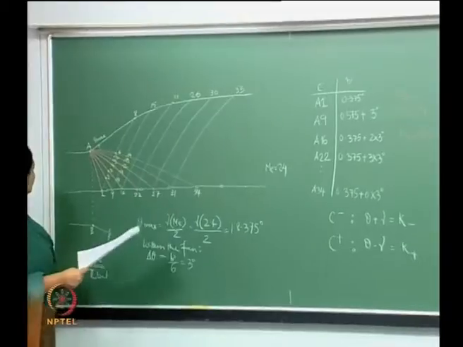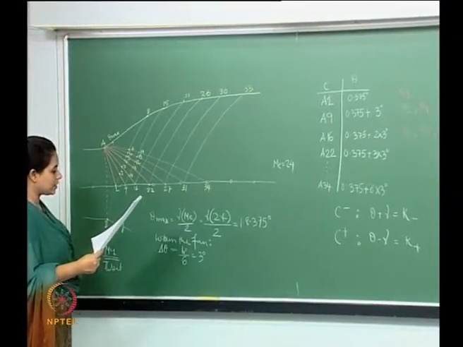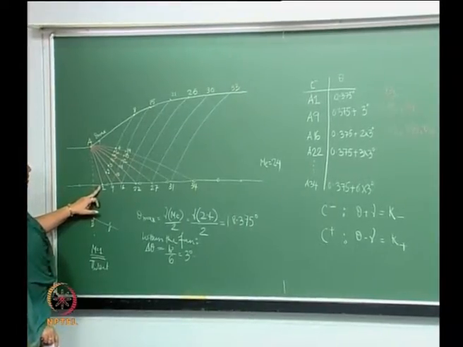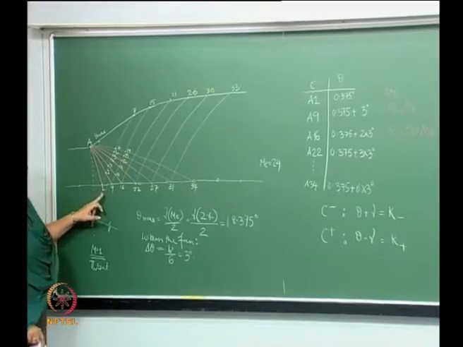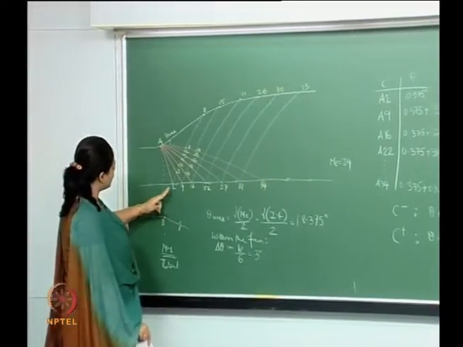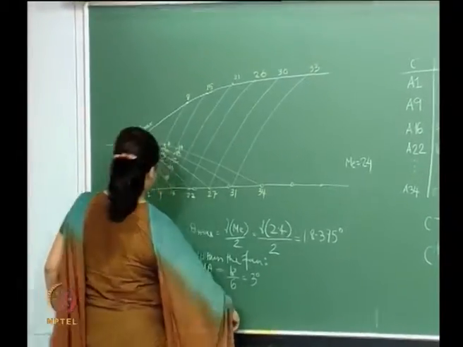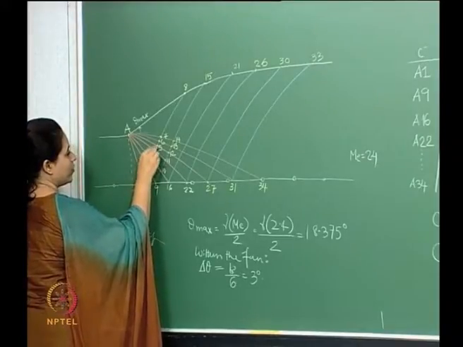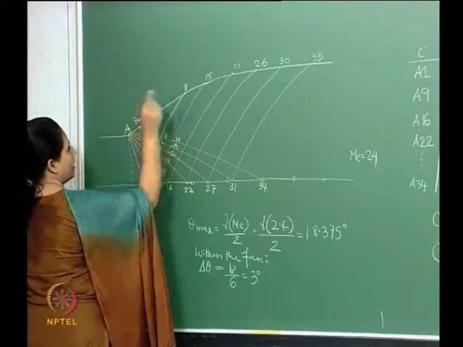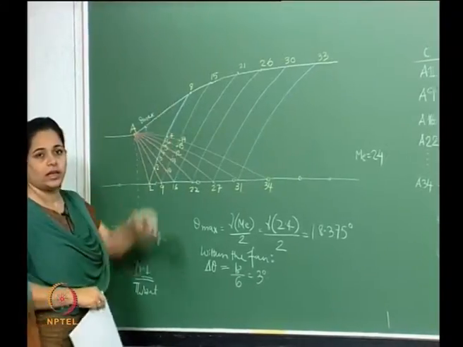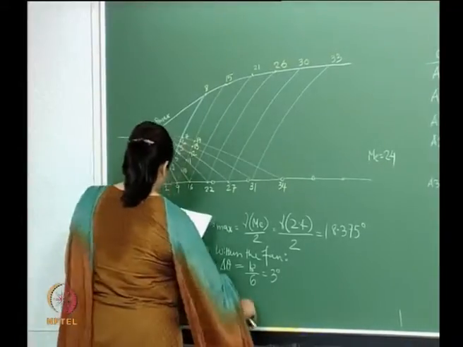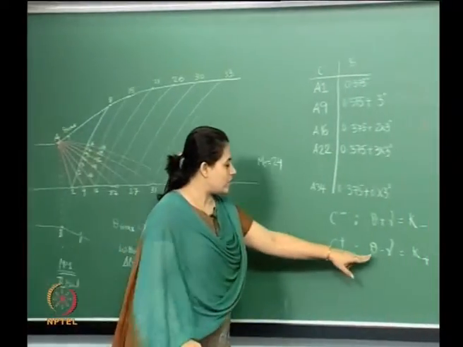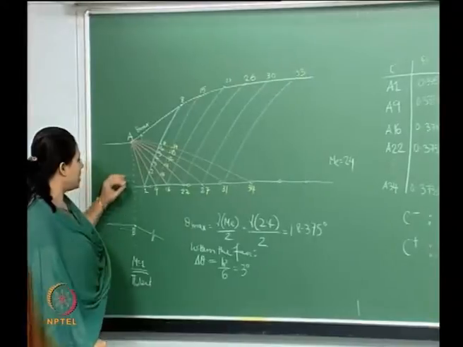So now what we will do over here is look at this characteristic, the right running characteristic at 1. So the characteristic which we're going to look at now is this one, 1, 2, 3, 4, 5, 6, 7 and 8. Let us look at this right running characteristic. We know it's a right running characteristic, so theta minus mu is a constant.